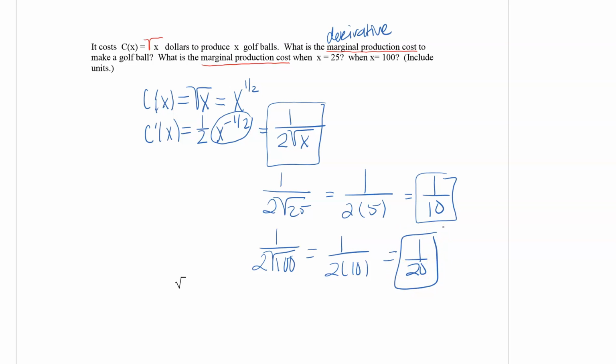And it says include units. So this is golf balls per dollar. And this is really interesting. The fact that we're producing more and the cost is going down makes sense, the more in bulk that we're producing. So again, marginal means to do derivative. So make sure you do your derivative correctly, and then from there, we were just plugging into that value.